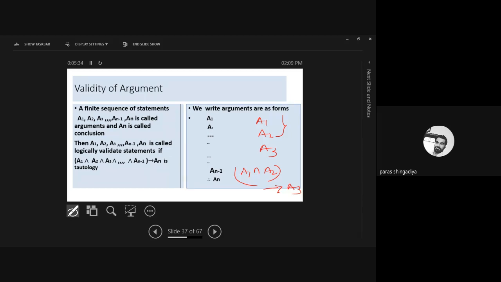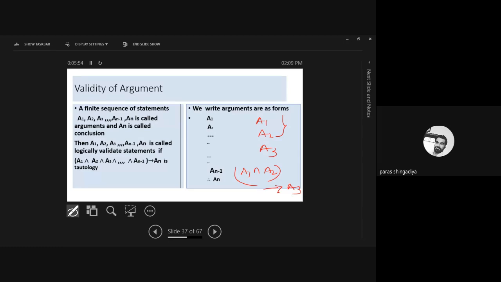If four statements are given, A1, A2, A3, A4, then consider up to the three, combine them using the AND operator, conditionally to the last one. If it is a tautology, then it is called a valid argument. Is the formula clear?